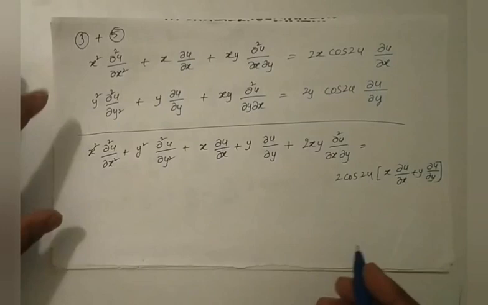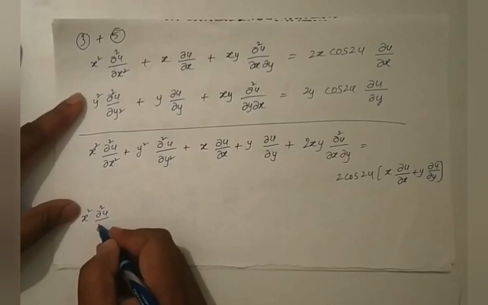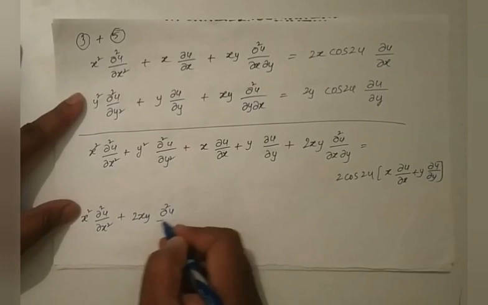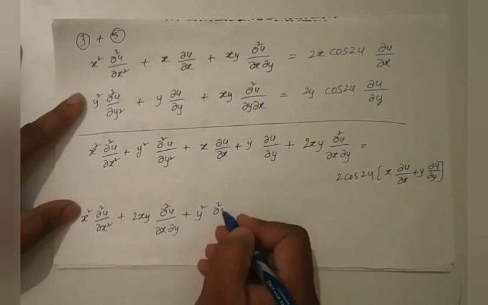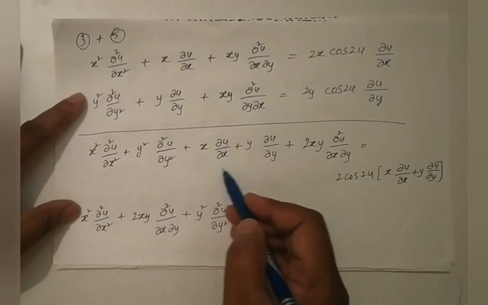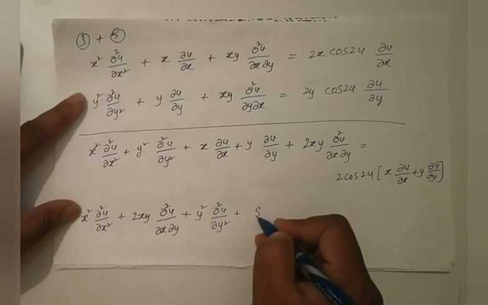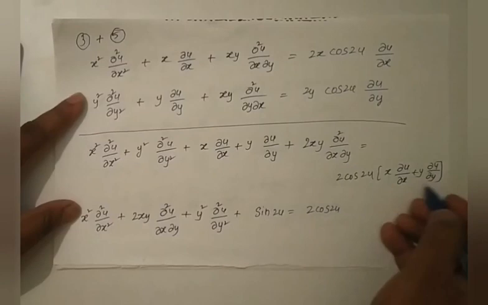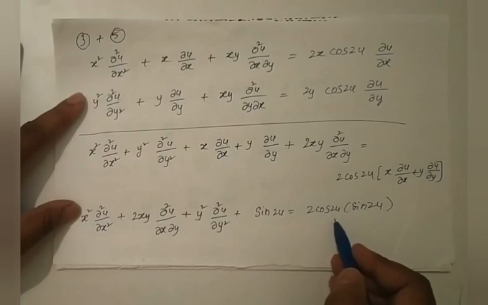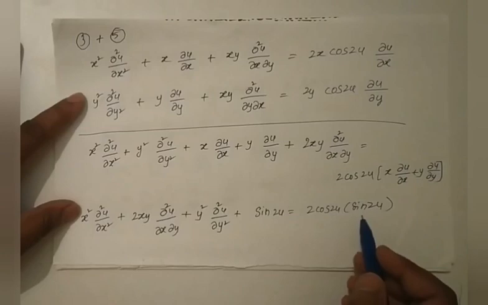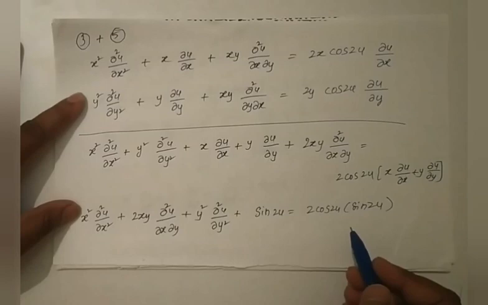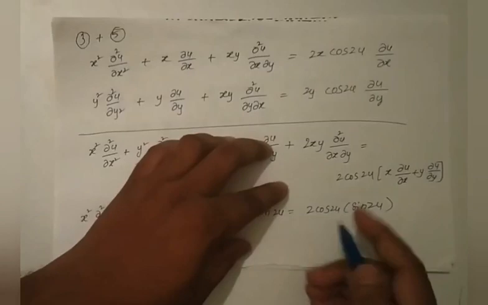Here x² ∂²u/∂x² plus 2xy ∂²u/∂x∂y plus y² ∂²u/∂y² plus x ∂u/∂x plus y ∂u/∂y. Already we know that x ∂u/∂x plus y ∂u/∂y is nothing but sin 2u. So this is 2 cos 2u sin 2u, that means 2 sin 2u cos 2u. Sin 2x is equal to 2 sin x cos x, so sin 4x is equal to 2 sin 2x cos 2x. So this is nothing but sin 4u.